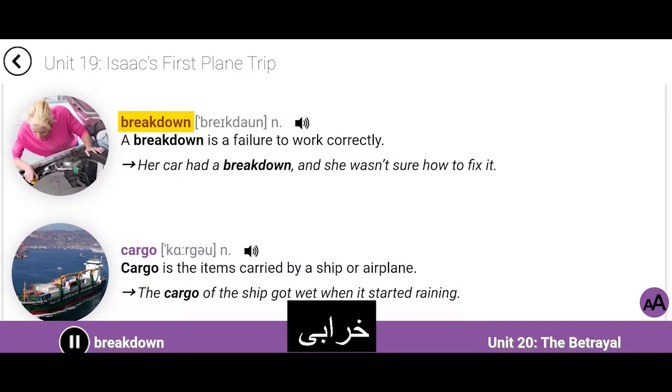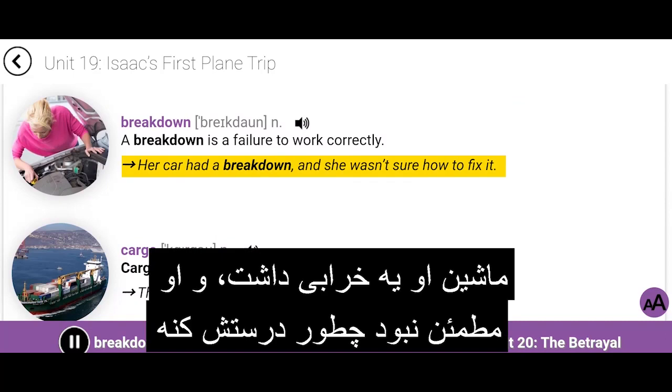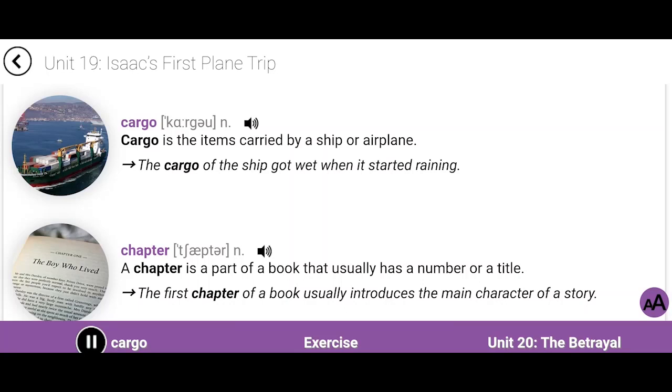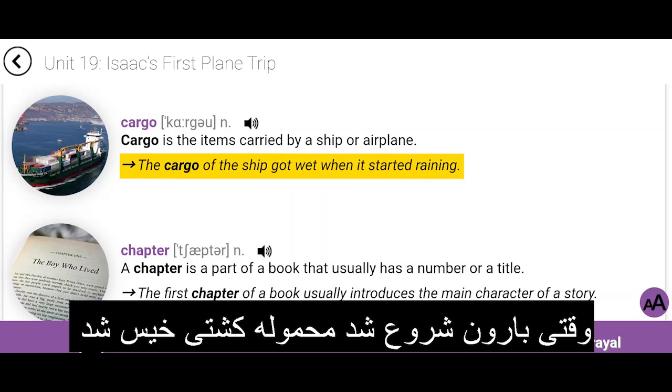Breakdown. A breakdown is a failure to work correctly. Her car had a breakdown and she wasn't sure how to fix it. Cargo. Cargo is the items carried by a ship or plane. The cargo of the ship got wet when it started raining.